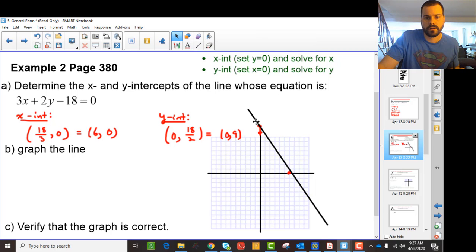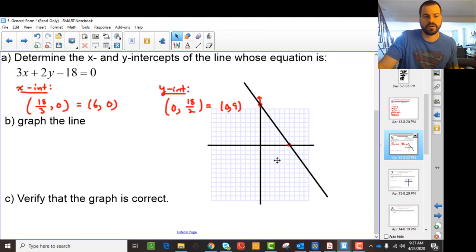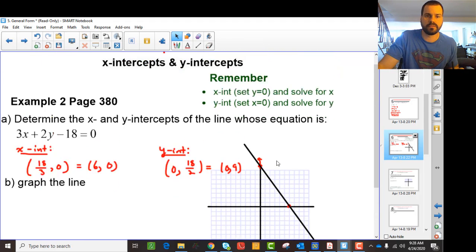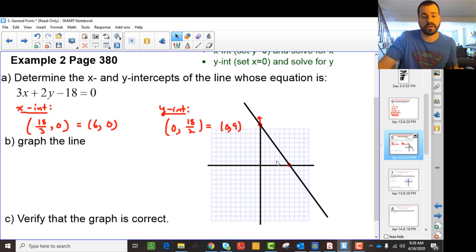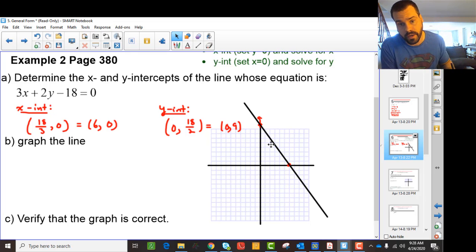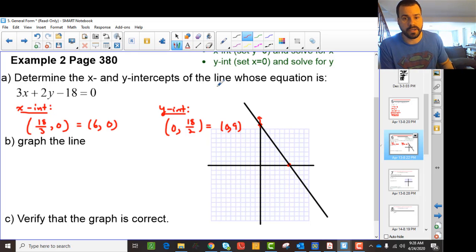Okay, and there we go. And then it says verify the graph is correct. The easiest way to verify that the graph is correct is pick another point that's on the graph and plug it into the equation and see if it works. So I'm noticing right there, that's a point that is going to be on my graph, and it's the point 2 in the x and 1, 2, 3, 4, 5, 6 in the y.